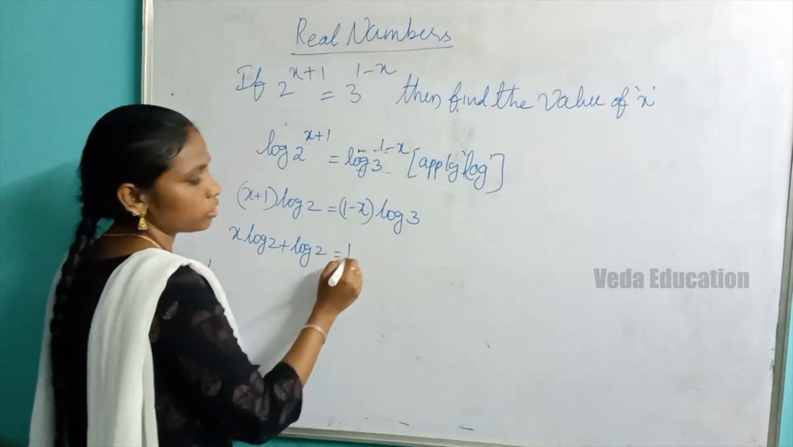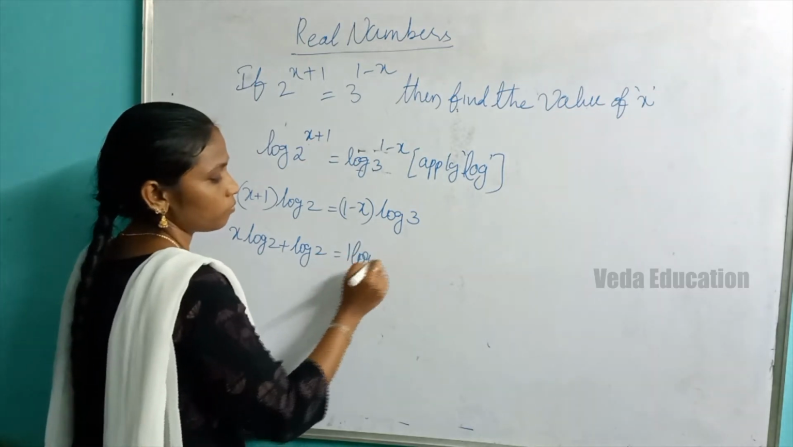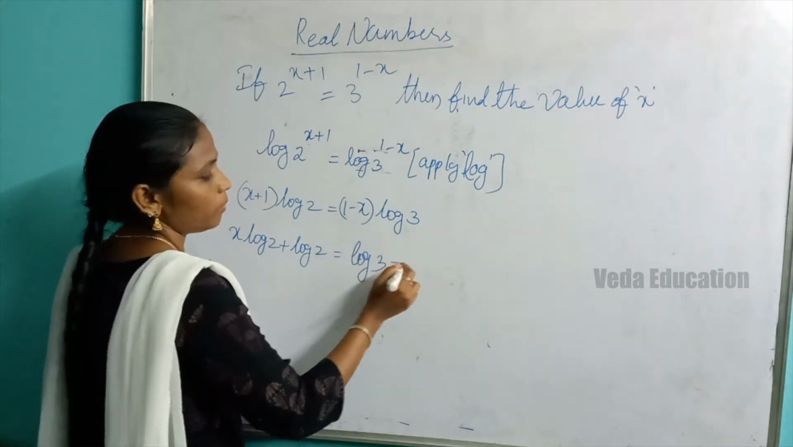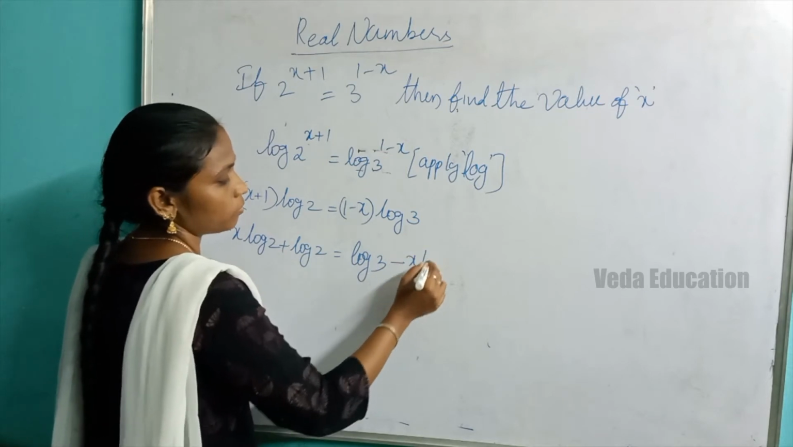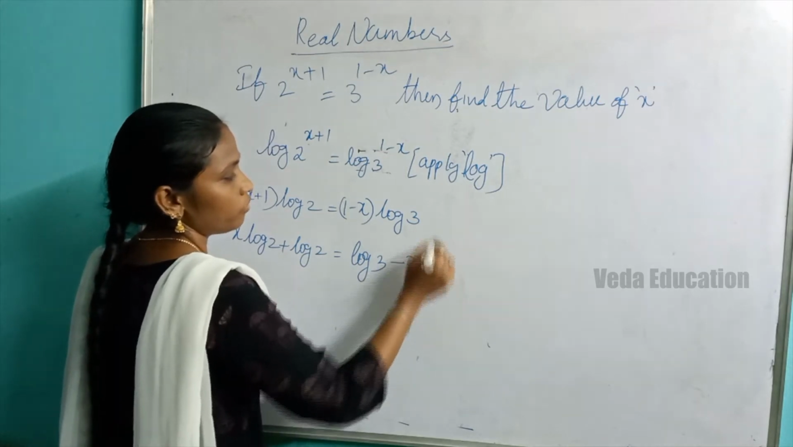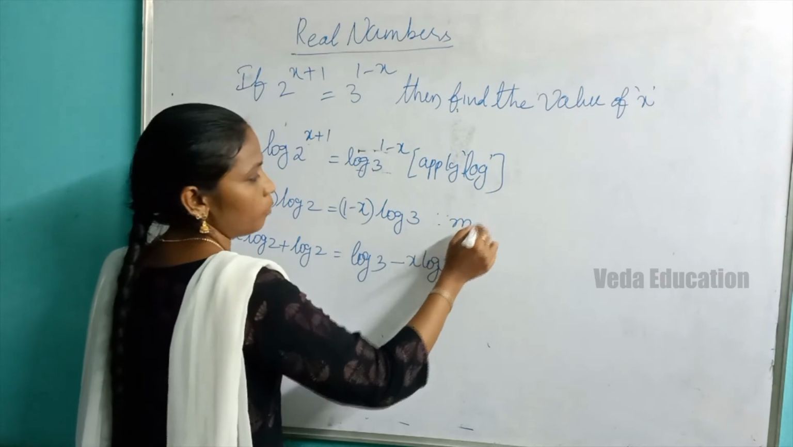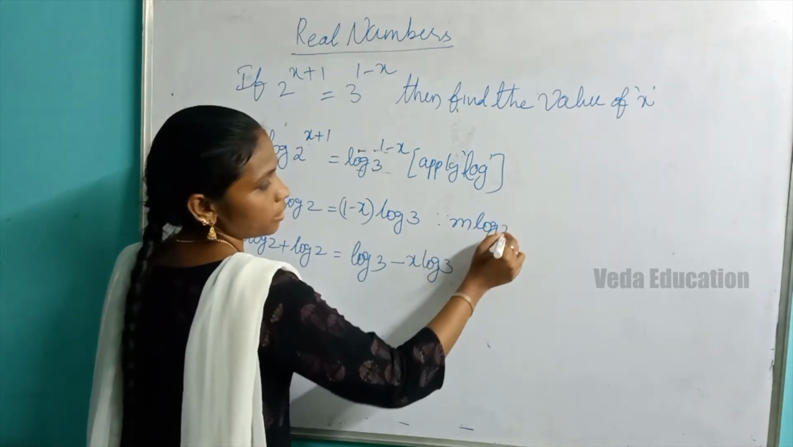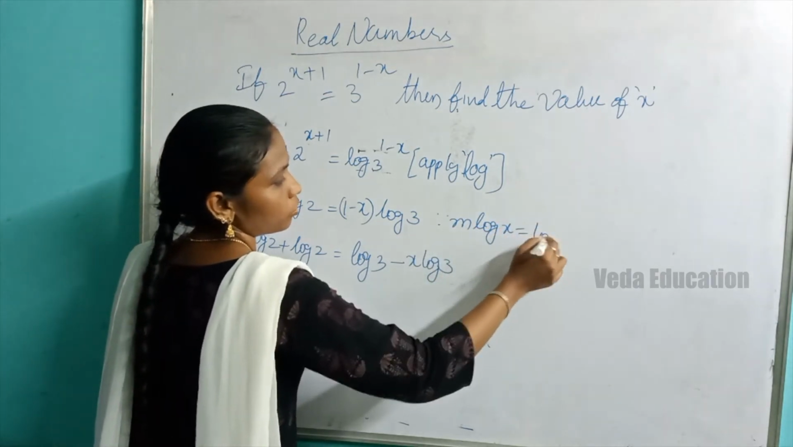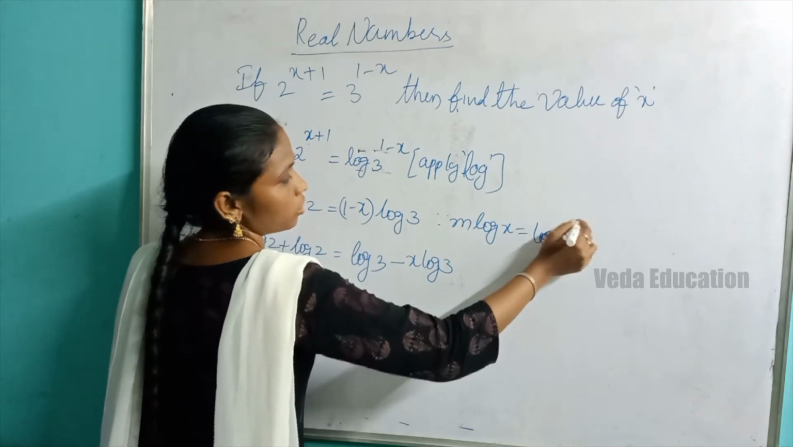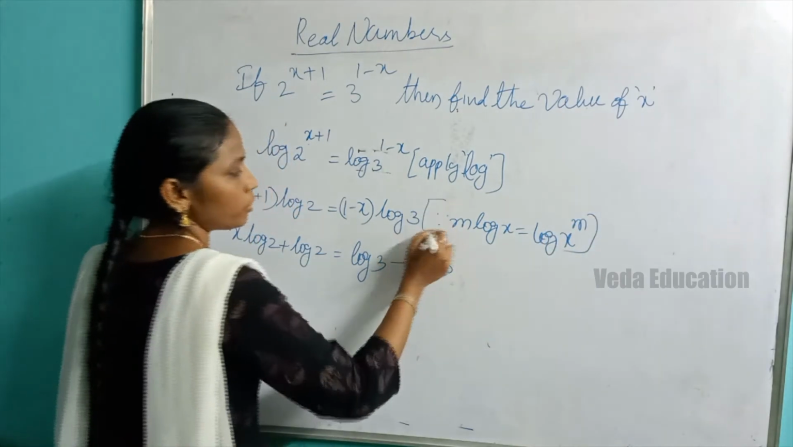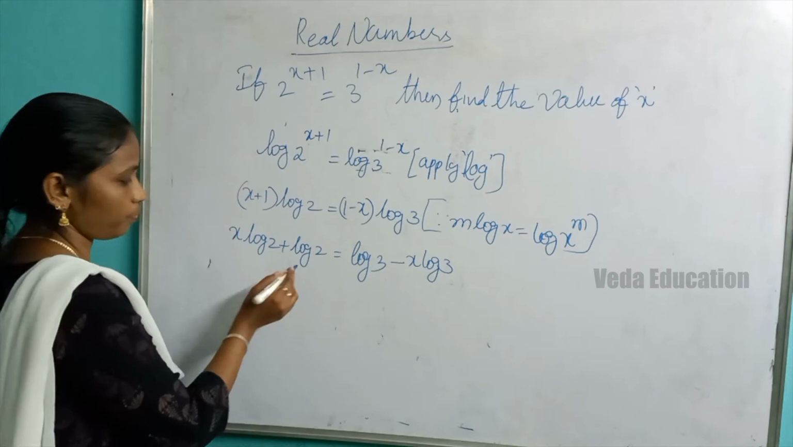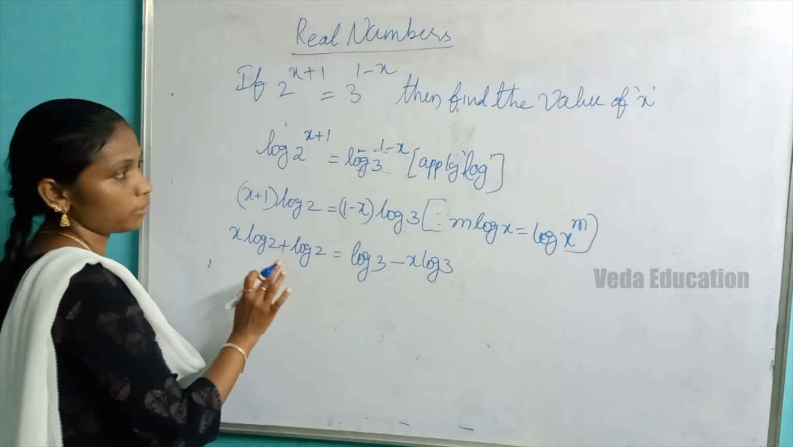and here 1 log 3 minus x log 3. Which law did we apply here? m log x equals log x to the power of m. This third law we used. Okay. Now here we have to calculate the x value.